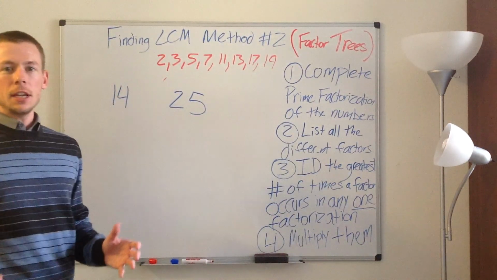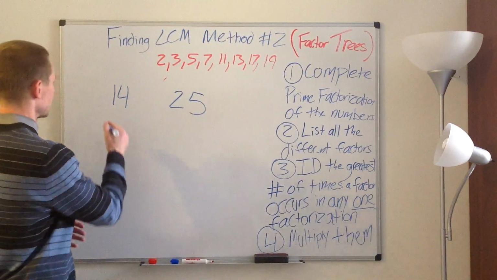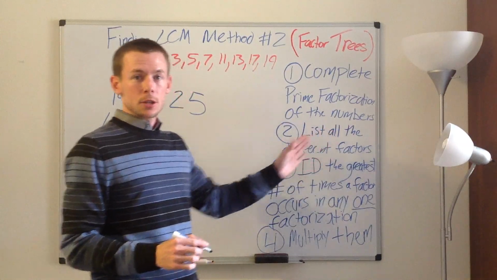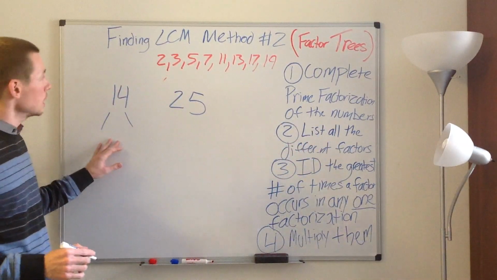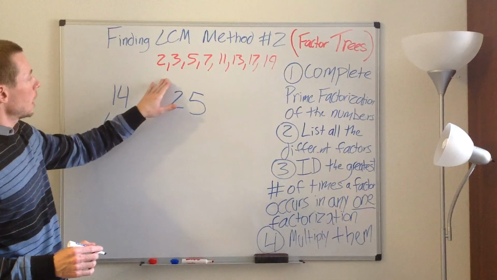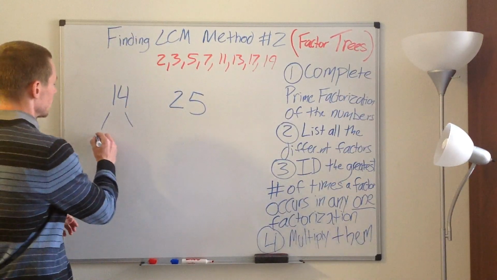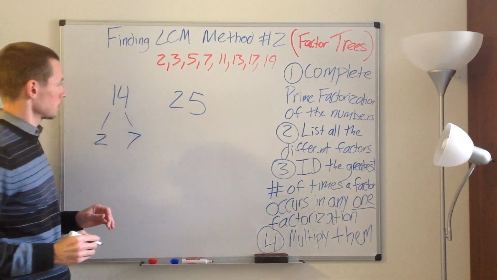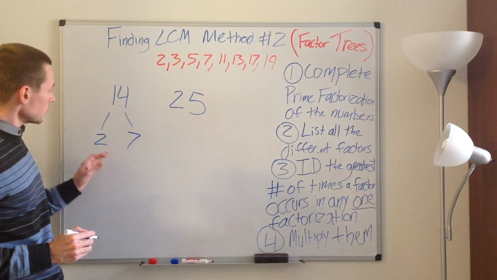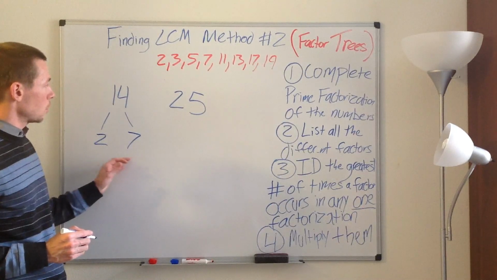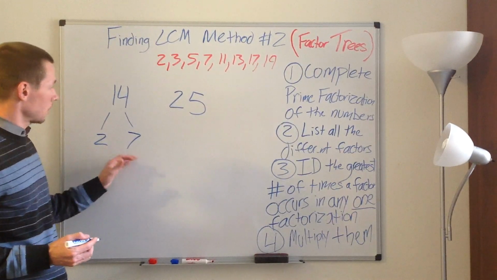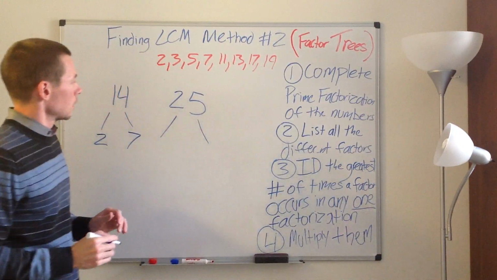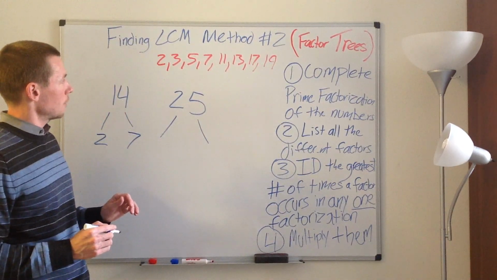We're going to look at 14 and 25. Step 1, complete the prime factorization of the numbers. So we'll start over here with 14. Start with our lowest prime. Does 2 go into it? Yes, it does. 2 times what gets us 14? 7. Okay. Can we break down 2 or 7 anymore? Nope. So we are finished.